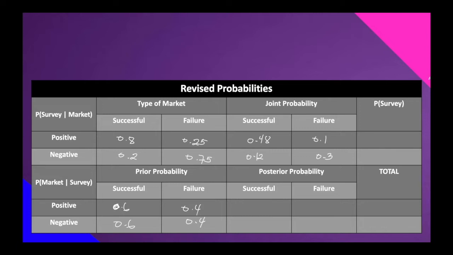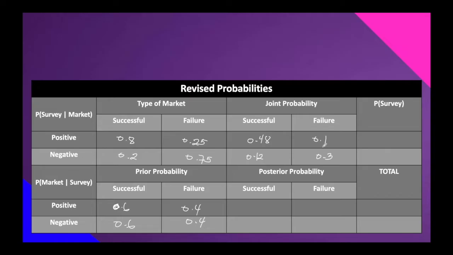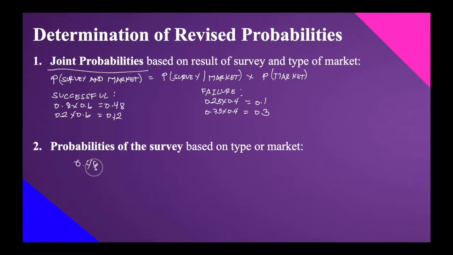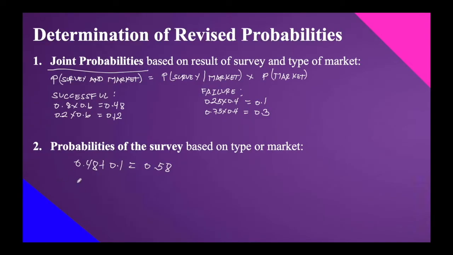But before we compute for the posterior probability, guys, we need to have first the probability of the survey. So, paano siya mako-compute? That is our second part of the determination of revised probability. So, the probabilities of the survey based on the type of market. Wherein, sa ating table, ito siya, 0.48 tapos 0.1. We just need to solve for the sum nito. That is 0.48 plus 0.1. Basically, this is 0.58. Next, 0.12 plus 0.3. This is 0.42. So, ang probabilities of the survey based on the type of market is 0.58 and 0.42.